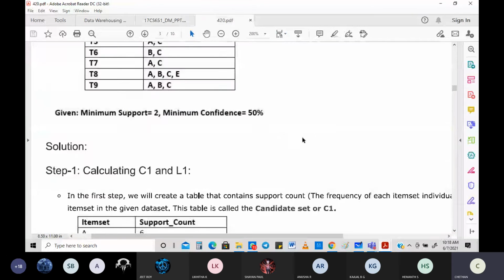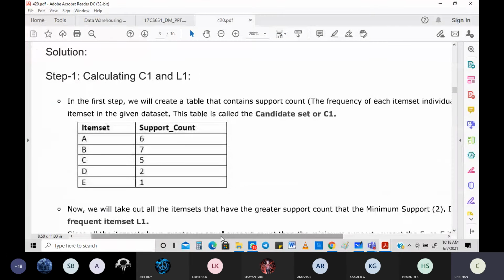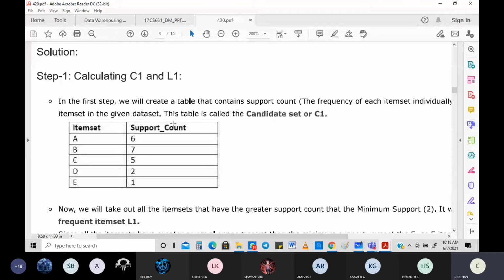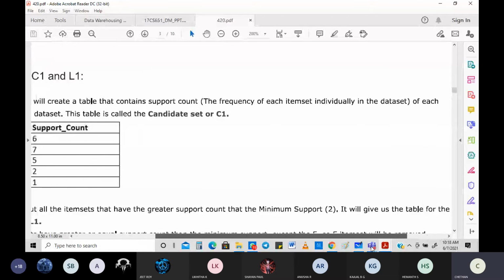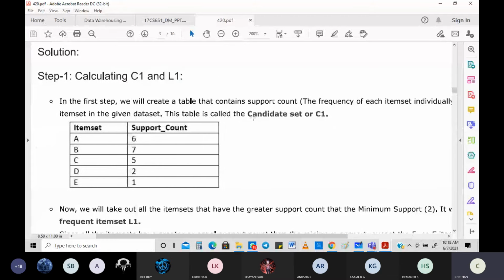See this? First, you are going to generate by calculating C1 and L1. In the first step, we create a table that contains the support count, which is the support count of what? Of 1 item. The table is called the candidate set, or C1, with regard to 1 items. How many items do you have? A, B, C, D, E. 5 items. And what is their support count? You got the support counts as 6, 7, 5, 2, 1.